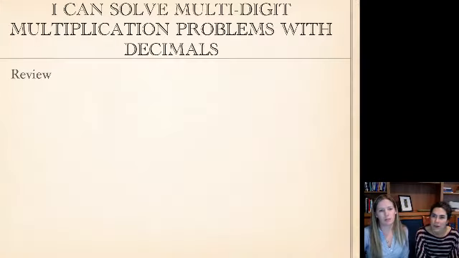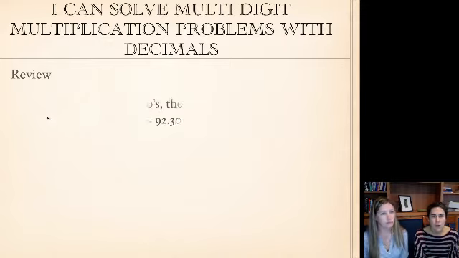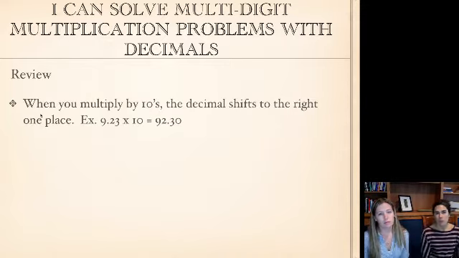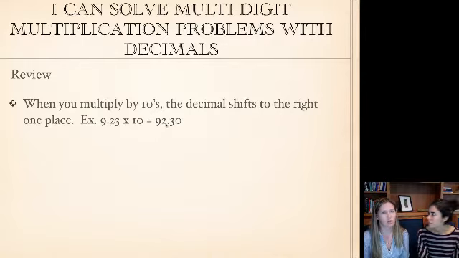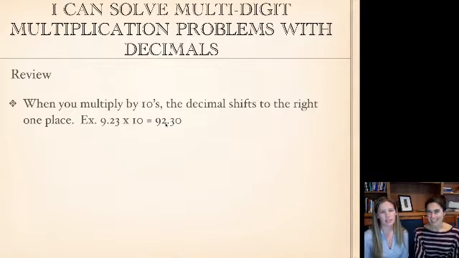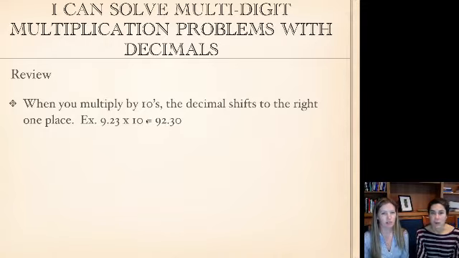Not too scary. First of all, let's do a little review. When you multiply by tens, the decimal shifts one place. In our example, we have 9 and 23 hundredths, and if we multiply that by 10, we're just moving the decimal over one place. You don't have to write this down unless you really want to. This is more just soaking it all in. So 92 and 30 hundredths, or if this was money, $92.30. You're just shifting that decimal over.